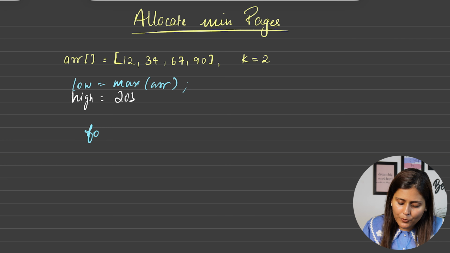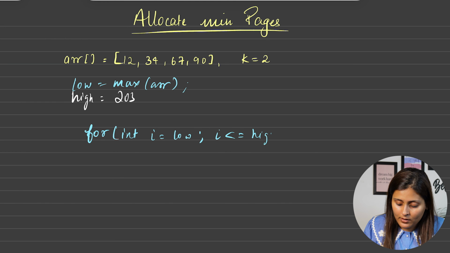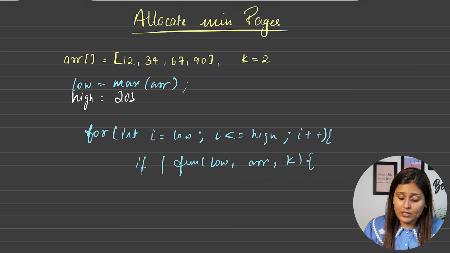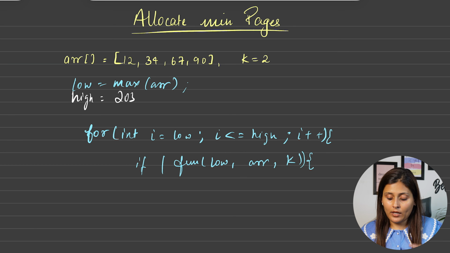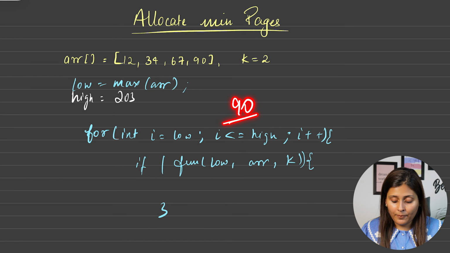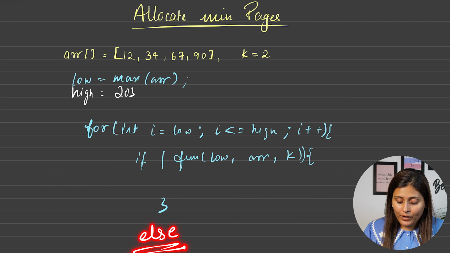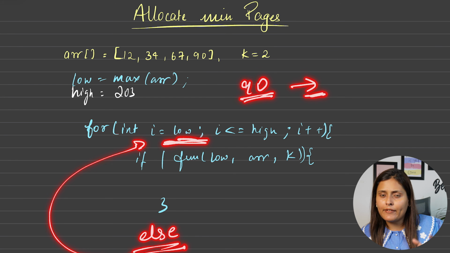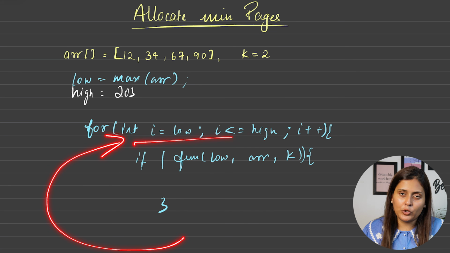So in a brute force approach, we will run the for loop starting from i equal to low till i less than or equal to high, i plus plus. Now we'll make a function. We will call the function with this low value, this array and this k. If with this low value it is possible, okay, but initially with 90 it was not possible. When it was not possible, we want to check with a higher value. So definitely we want to continue this for loop running.